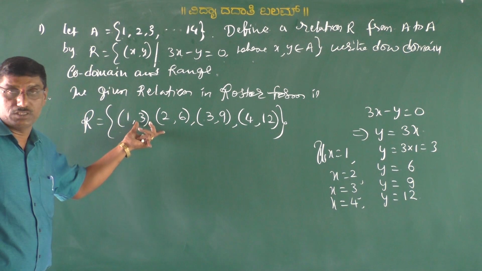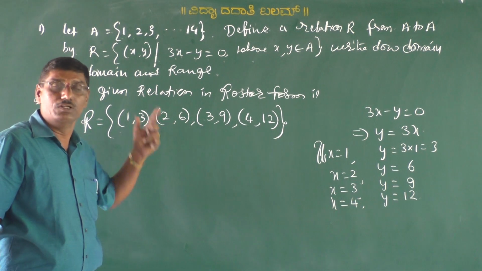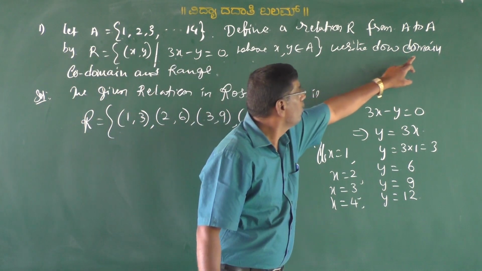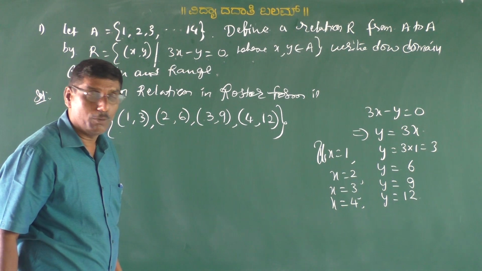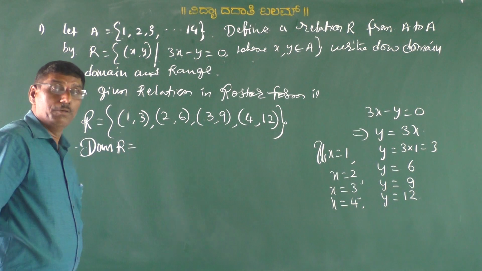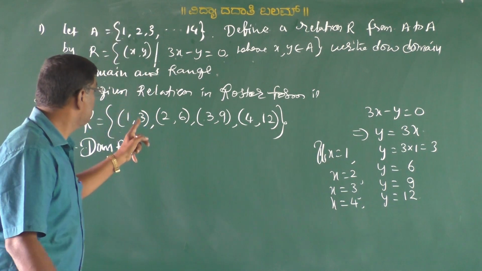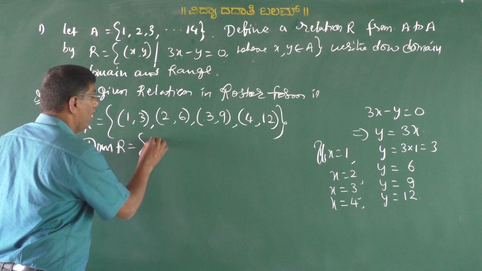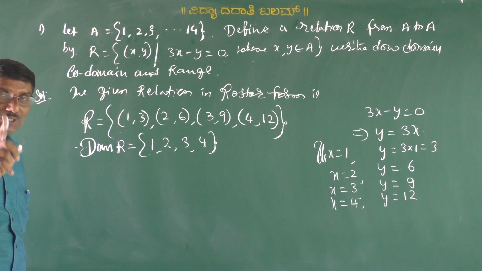Have you understood this relation? Yes. Now with the help of this relation in roster form, we can write what we want, the domain, codomain and range, one by one. First one, the domain. Therefore, domain of R, we know the definition, is the set of all first elements of the ordered pairs in R, that is the set {1, 2, 3, 4}. This is the domain. Have you all understood?